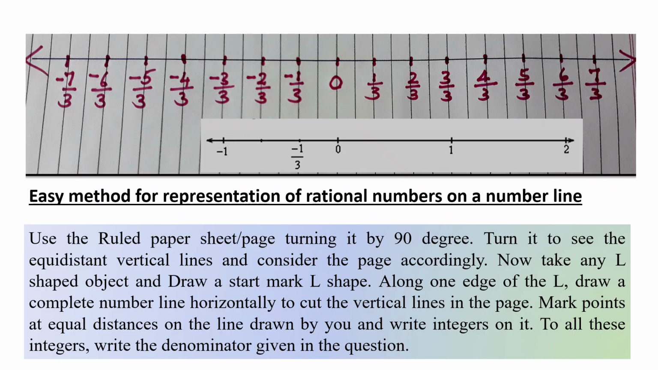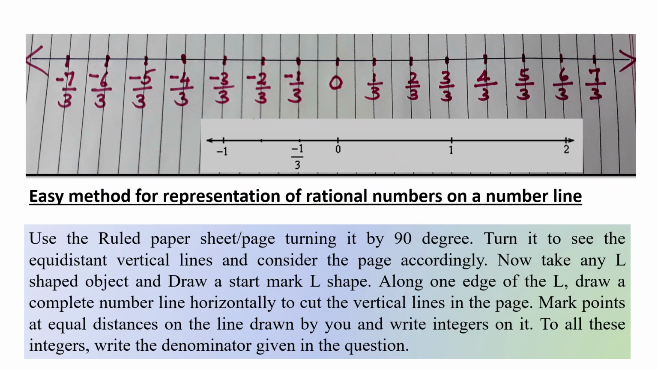There is an easy method to represent the rational numbers on a number line. You can see a number line where the vertical lines are the ruled lines in your page of the notebook. We can use this feature as these lines are equidistant. See, use the ruled page by turning it 90 degrees. Turn it to see the equidistant vertical lines and consider the page in the other manner. Now take any L-shaped object and draw an L shape to confirm the 90 degrees. That is, it is parallel to the margin of your page.